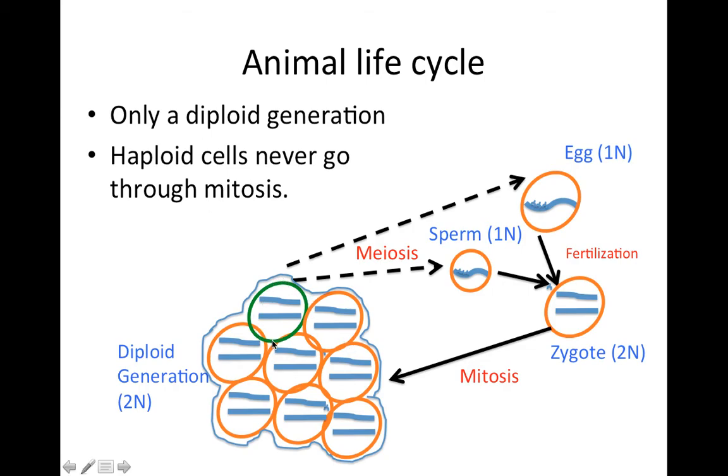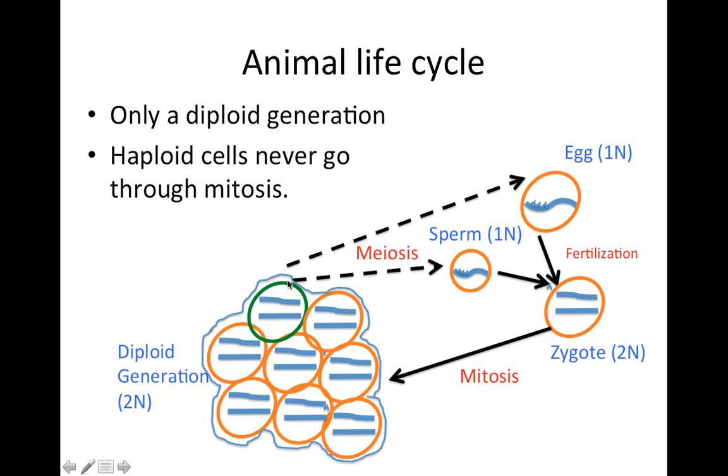Now, in our next step in the animal life cycle, at least one of those cells is going to go through the process of meiosis. Remember, meiosis is a reduction division. It's going to reduce the number of chromosomes from 2 of each chromosome type down to just 1 of each chromosome type. And it's going to result in haploid cells. In an animal life cycle, those haploid cells are either going to be sperm or they are going to be eggs.